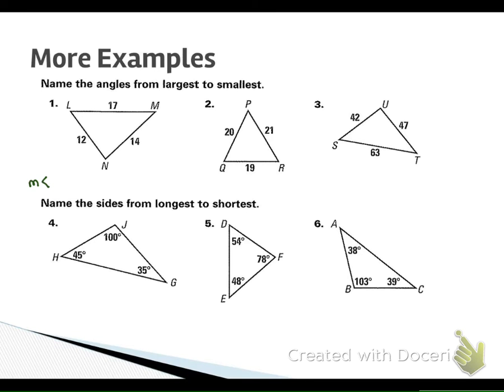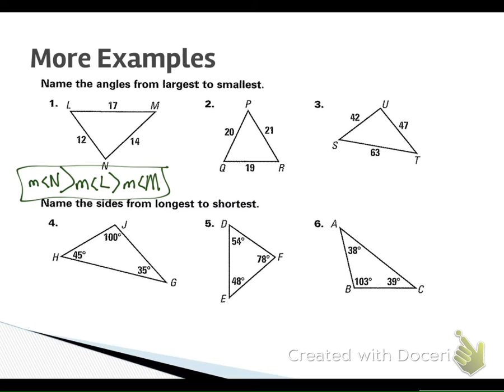The measure of angle N is greater than the measure of angle. What's our next largest? It's going to be L, which is greater than the measure of angle M. Okay, our next one is set up just like that.